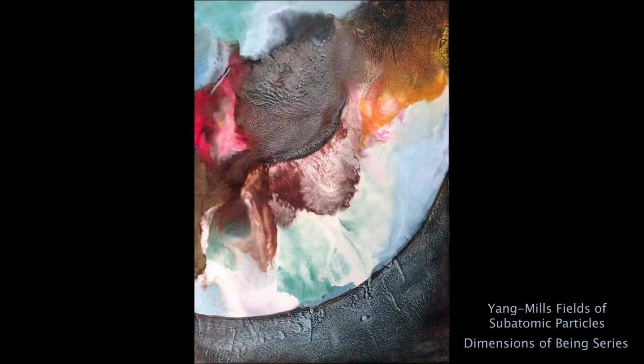In conclusion, Carolyn Goodridge's Yang Mill's Fields of Subatomic Particles, Dimensions of Being series is a powerful and intellectually rigorous work of art. Through her masterful command of encaustic on glass, she creates a visual language that articulates the profound interconnectedness of the universe, bridging the realms of quantum physics and ancient spiritual wisdom. It is a testament to the artist's unique voice, offering a compelling vision of reality that is both deeply personal and universally resonant.